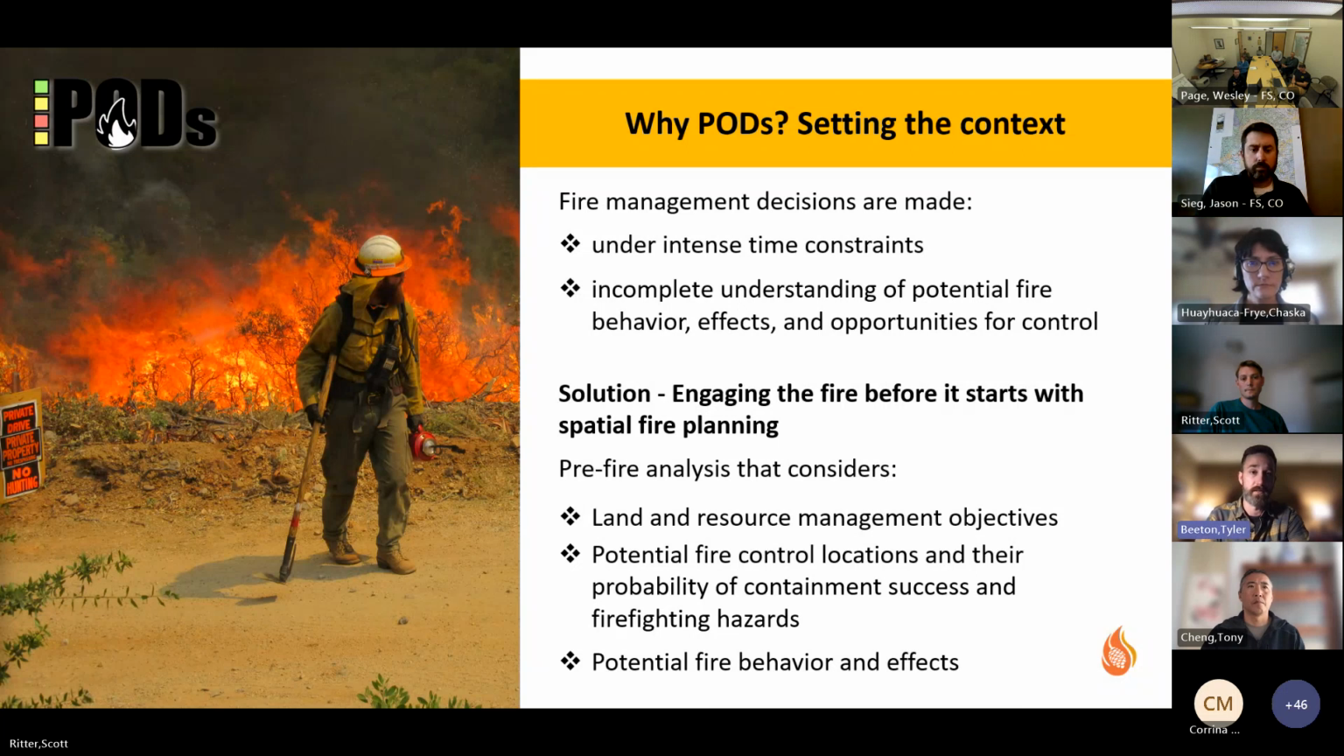So fundamentally, pods provide a solution to this because it allows a pre-fire planning analysis to engage the fire before it starts. So using pods as a framework, you can consider both land and resource management objectives before there's smoke in the air and you're in an emergency situation. You can think about what are the potential fire control locations and what is their probability of containment, and think about what are the hazards to firefighters. Where are the places in the landscape where I'd want to put firefighters, and where are the places in the landscape where I wouldn't? And then finally, what are the fire behavior and effects under these different conditions and considerations? All right, next, Scott.